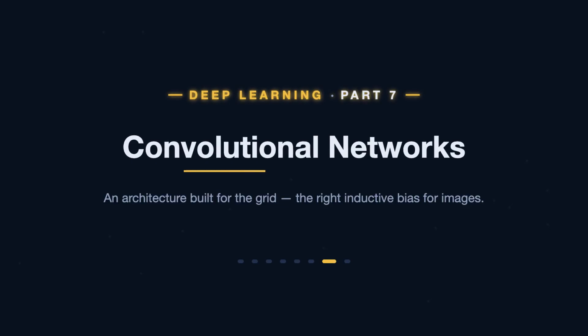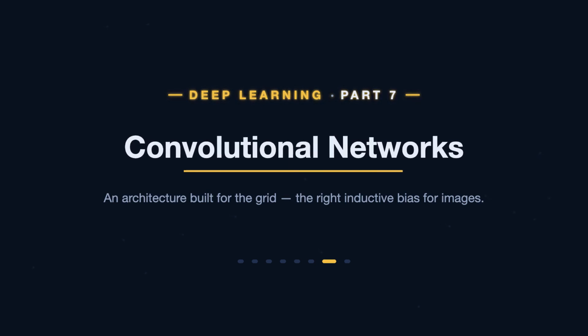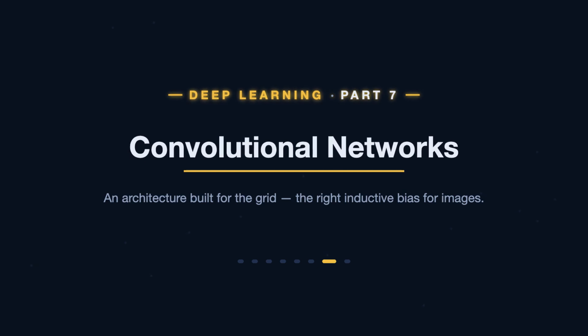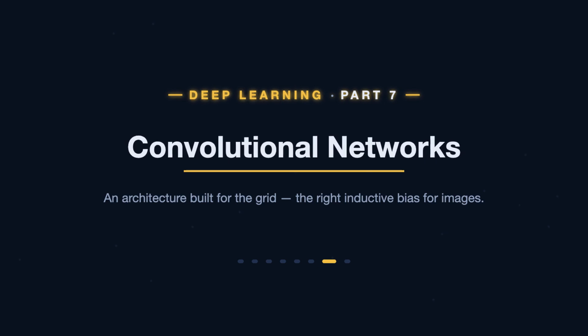Deep Learning Part 7: Convolutional Networks. So far, every network we have built treats its input as a flat, featureless list of numbers. But an image is not a list, it is a grid with rich spatial structure. This part builds a network that finally respects that structure, and in doing so, it conquered computer vision.